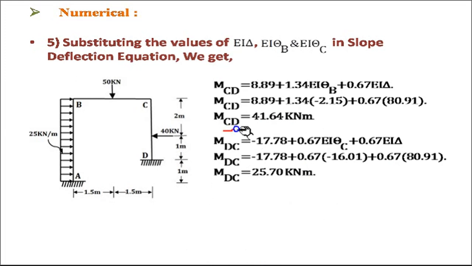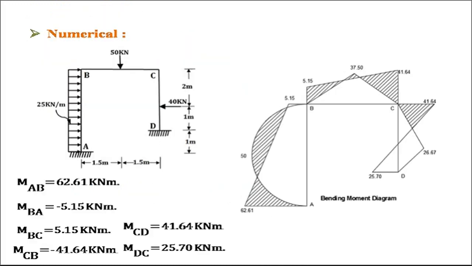The moment in member CD is 41.64 and the moment in member DC is 25.70. Okay. Next step is to draw the superimposed bending moment diagram. Already we have found out the moments in the respective members. Now here you have to draw the superimposed bending moment diagram.